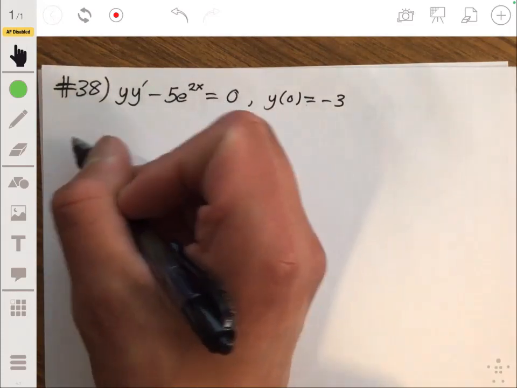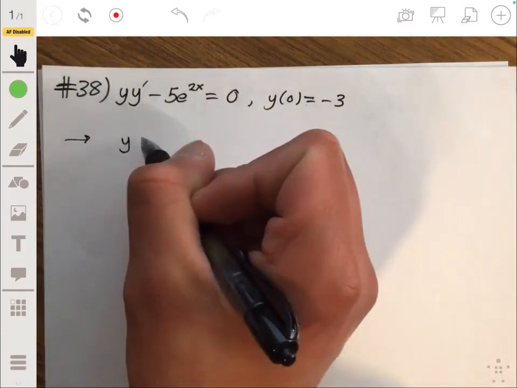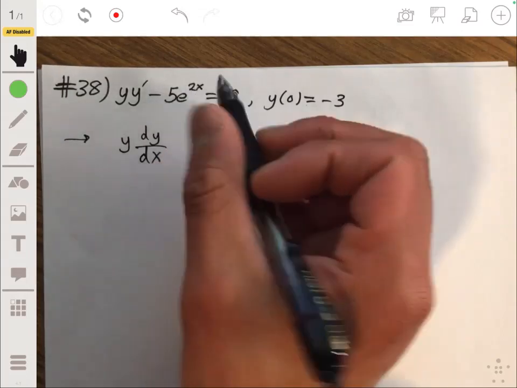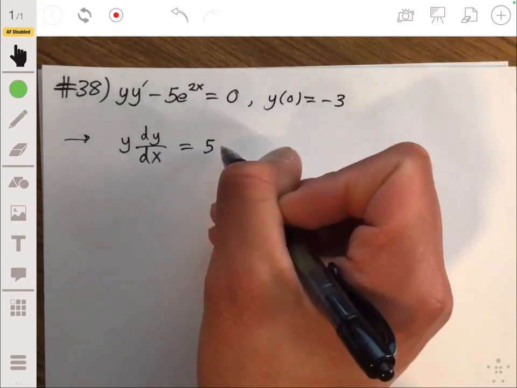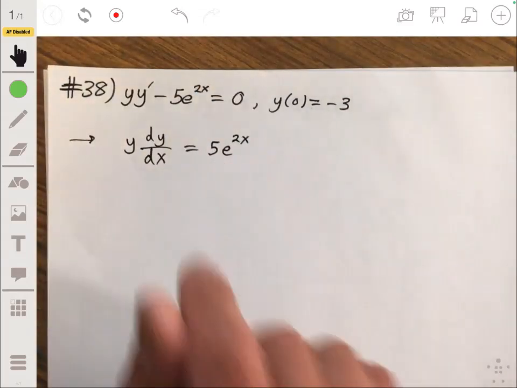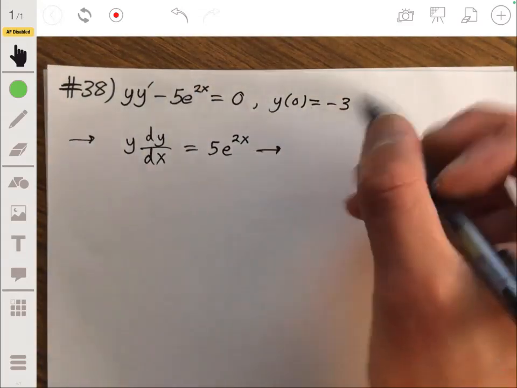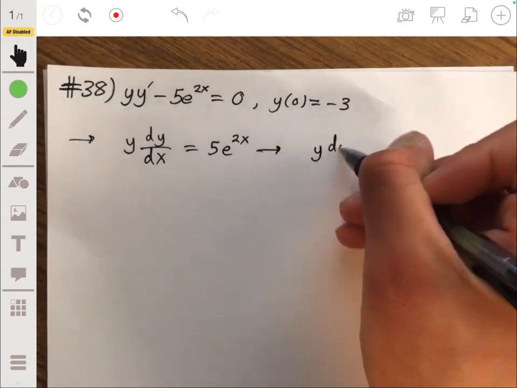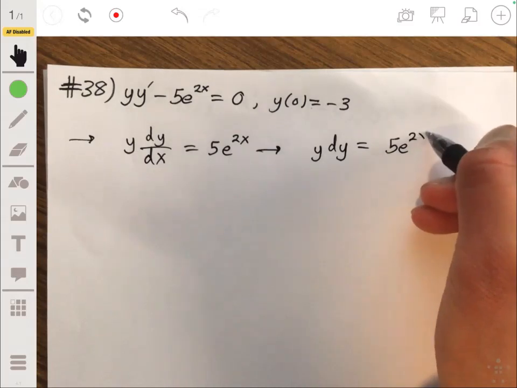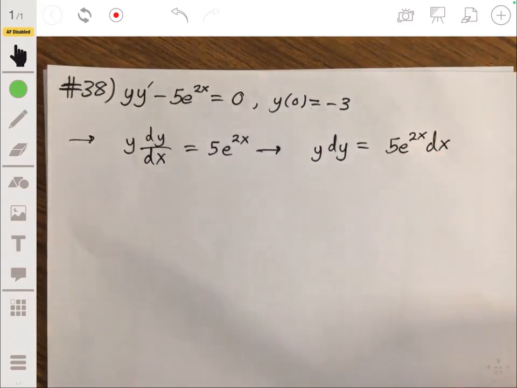And so let's first rewrite this as dy/dx times y. And let's add 5e to the 2x to both sides. So this will be equal to 5e to the 2x. And then we're going to multiply the right side by dx. So we'll get y dy being equal to 5e to the 2x dx.